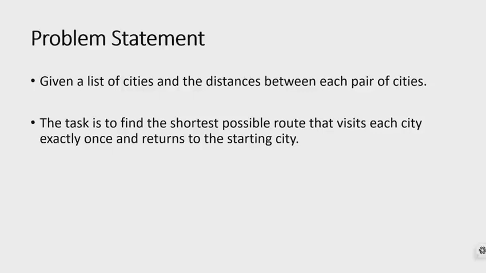Problem statement: given a list of cities and the distance between each pair of cities. That means we are given a list of distances, like A to B, B to C, and C to D. Like that, there are many distances. We have to combine the pairs of cities. If we start from A, we can move A to C, or A to B, or A to D, like that.